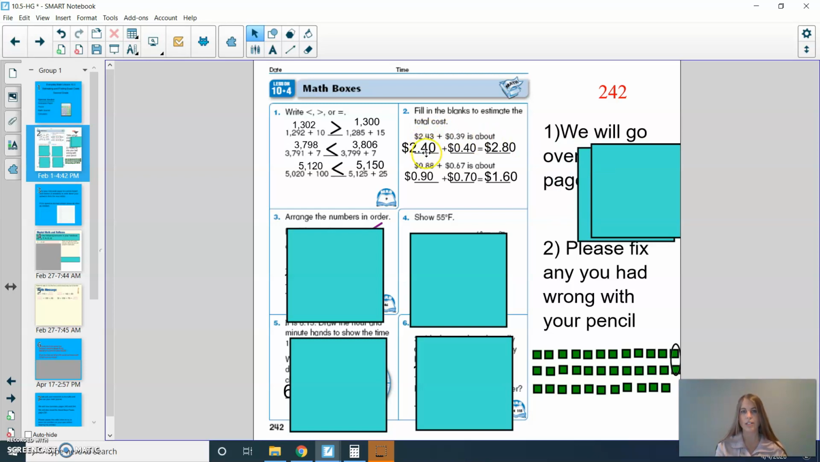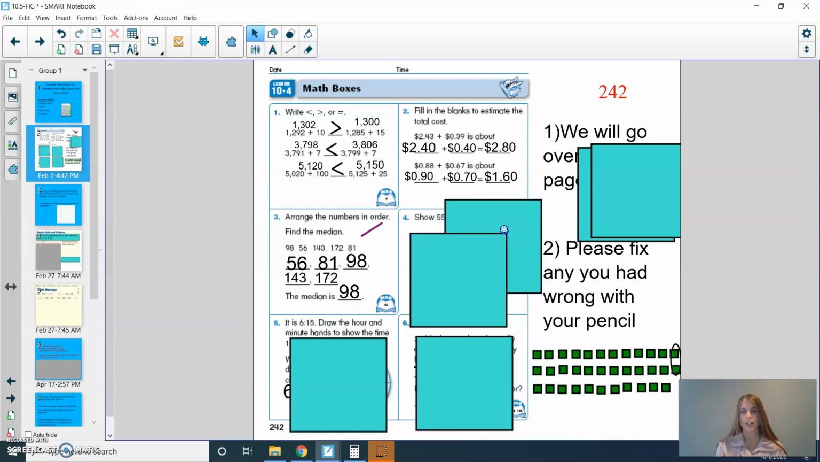For question number 2, fill in the blanks to estimate the total cost. $2.43 rounds to $2.40, 39 cents rounds to 40 cents, giving me an estimate cost of $2.80. 88 cents rounds to 90 cents, 67 cents rounds to 70 cents, giving me a total of $1.60.